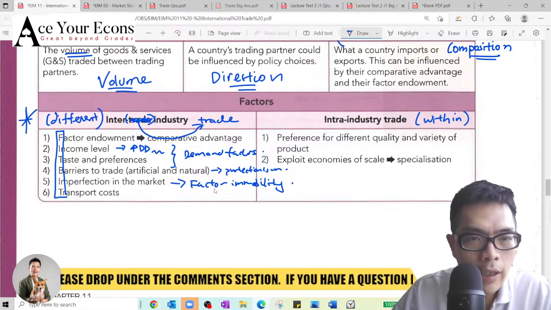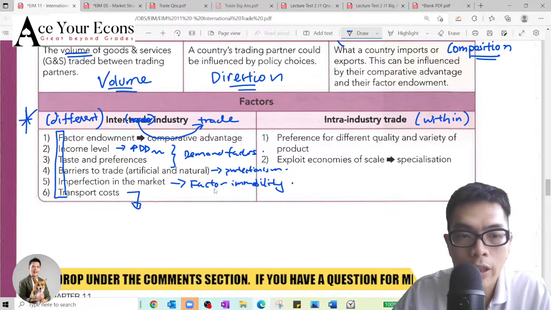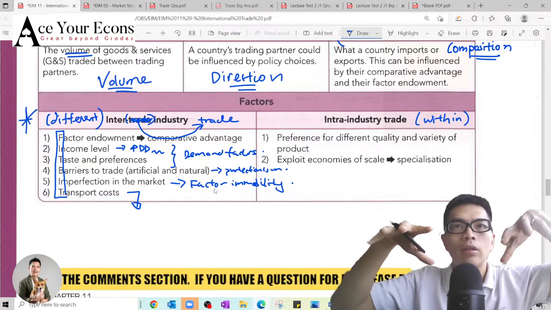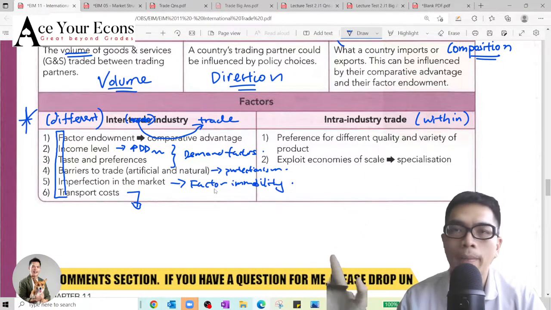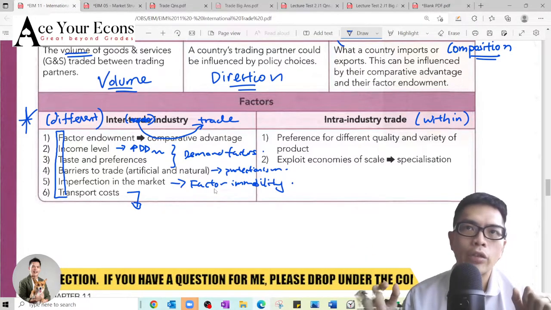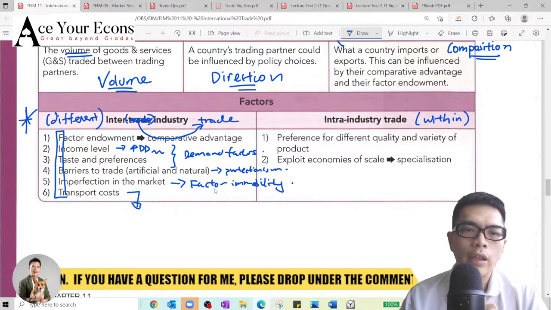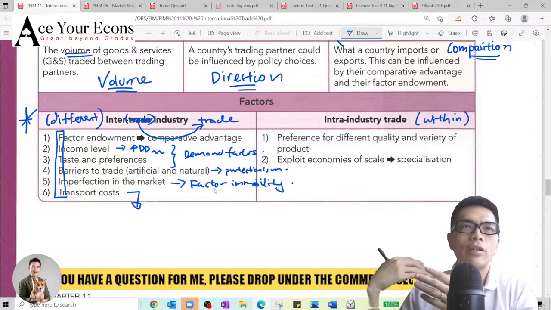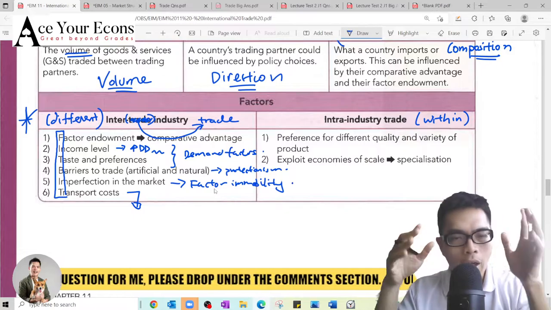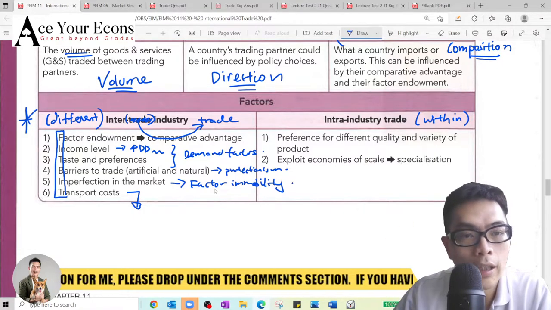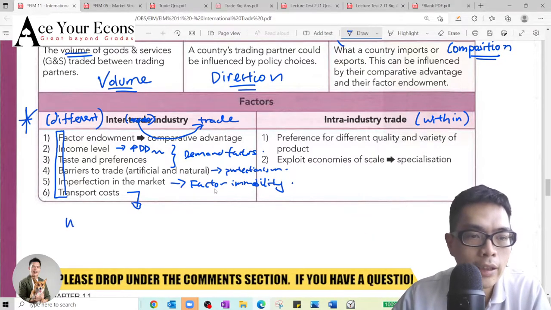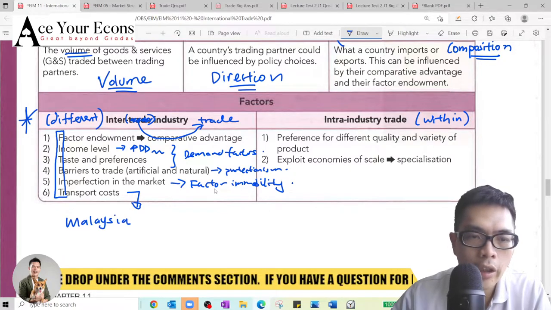Alright, so another thing that actually shapes your patterns of trade is transport costs. We know that in the theory of comparative advantage, transport costs don't exist, right? Yes or no? It simply tells us that countries are going to engage in trade where relative countries have lower opportunity costs. So how can we use the concept of transport costs here to actually explain your patterns of trade? We use these two examples, Malaysia and Vietnam.